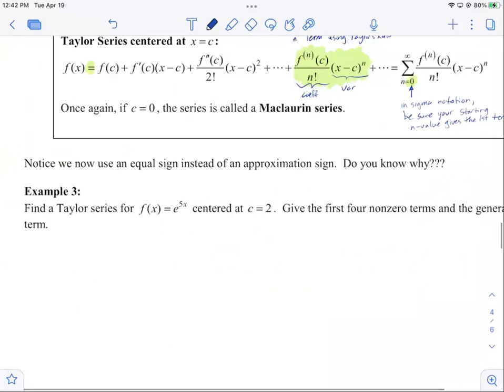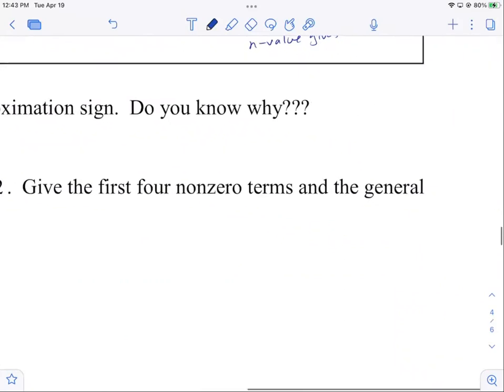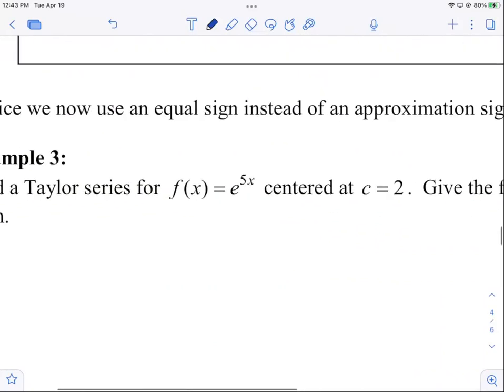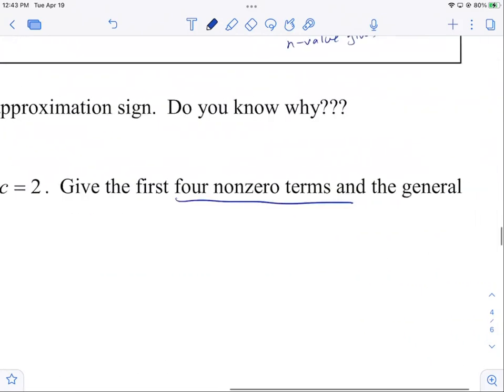All right, so it says find a Taylor series for f of x equals e to the 5x centered at 2, give the first 4 non-zero terms and the general term. The general term means the nth term.